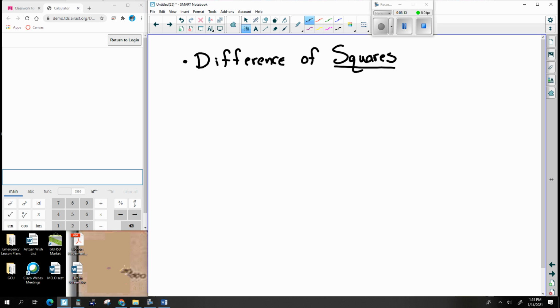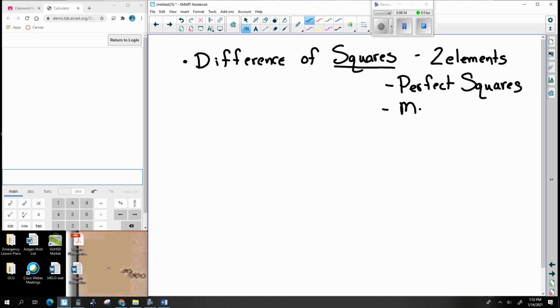Again, there's going to be two elements, and they have to be perfect squares. Okay, so that is the lay of the land. There's going to be two elements, and they have to be perfect squares with a minus in the middle.